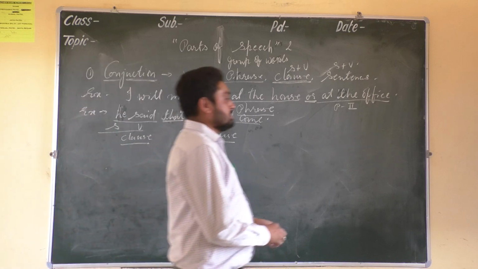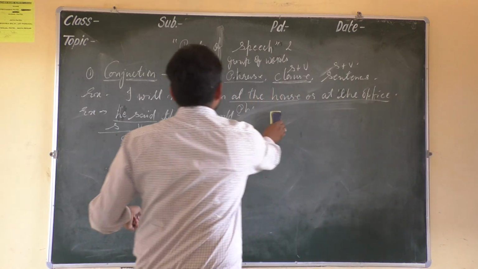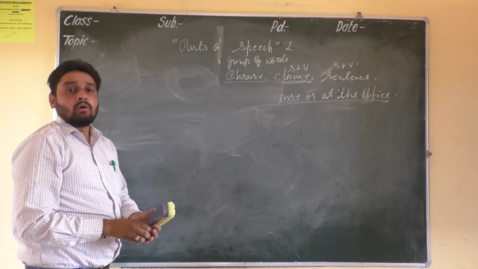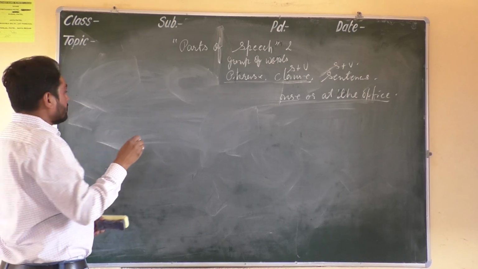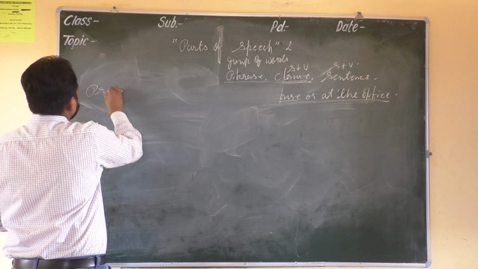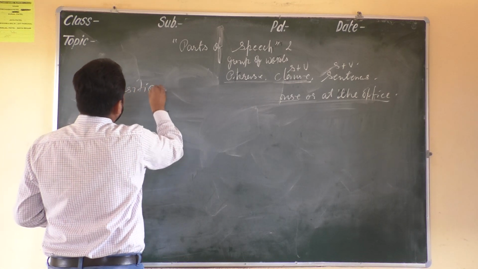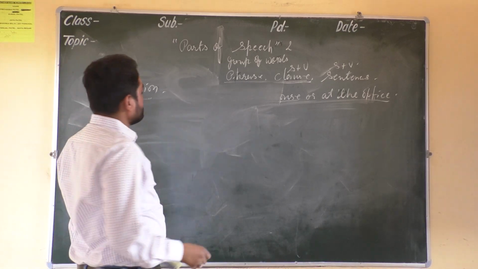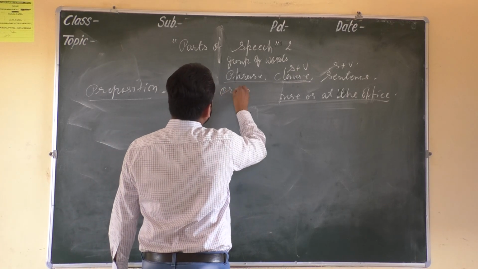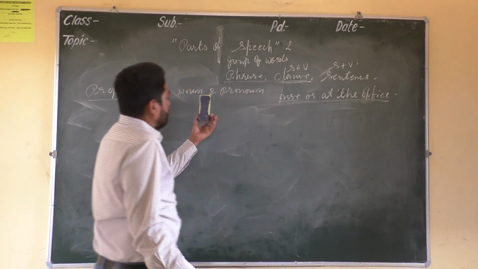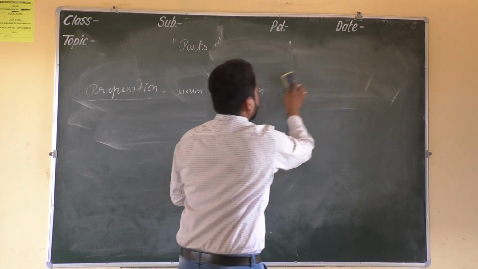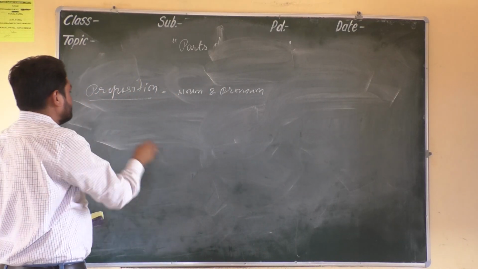Now the next part of speech is the preposition. What is a preposition? Prepositions are those words which are placed before a noun or pronoun. So here is the question: how can we identify prepositions? Through an example we can easily understand it.